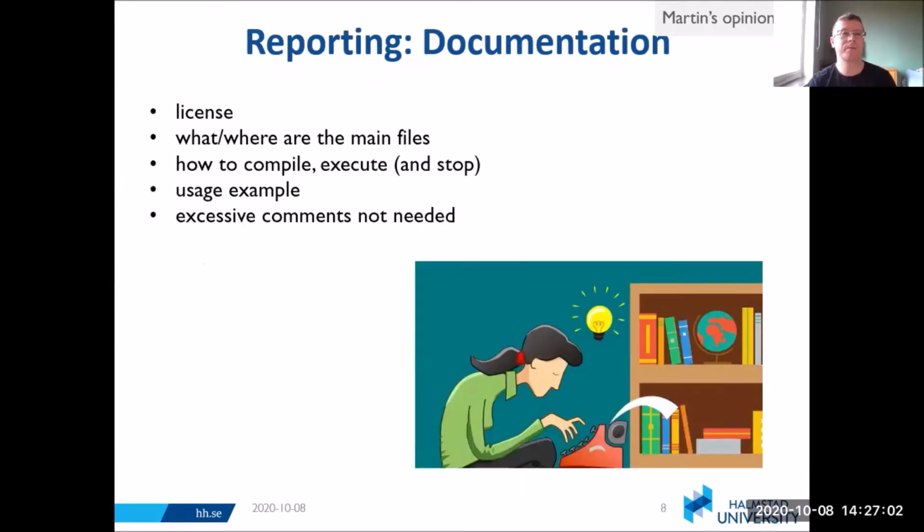Documentation, you should have a few common things, I think, when you're writing up your documentation for some product. If there's a license involved, you should mention it. What or where are the main files or parts? How to use this system, if it's code, how to compile, execute, stop it. An example of how to use it. And of course, you don't need comments that don't help. Comments should always be helpful.